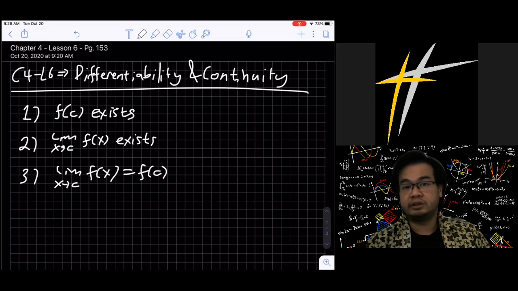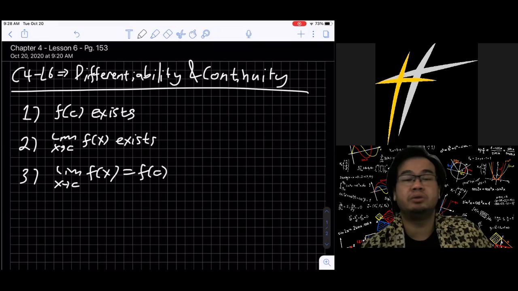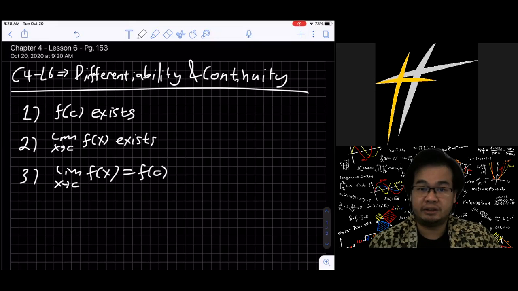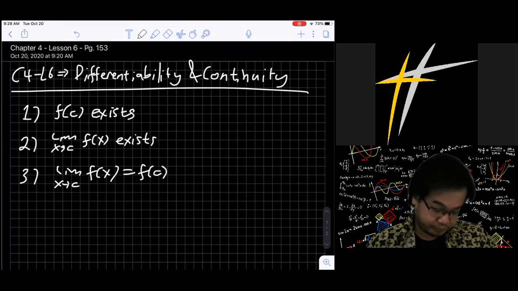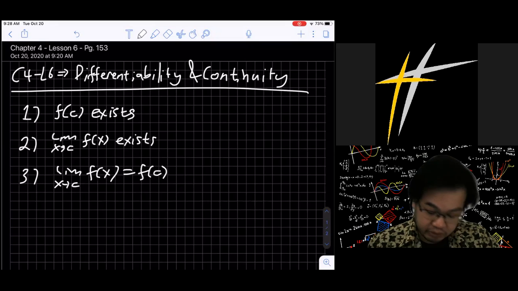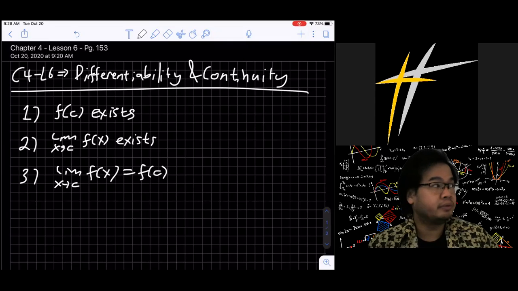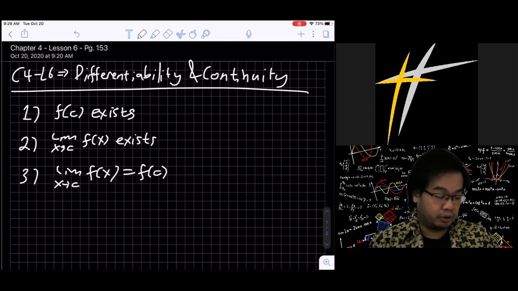So the goal of today's lesson is for the students to be able to determine whether a function is differentiable or not at a certain point. Okay, now look at your book, page 153, second row. If a function f has a value for f'(c), then f is said to be differentiable at x equals c.